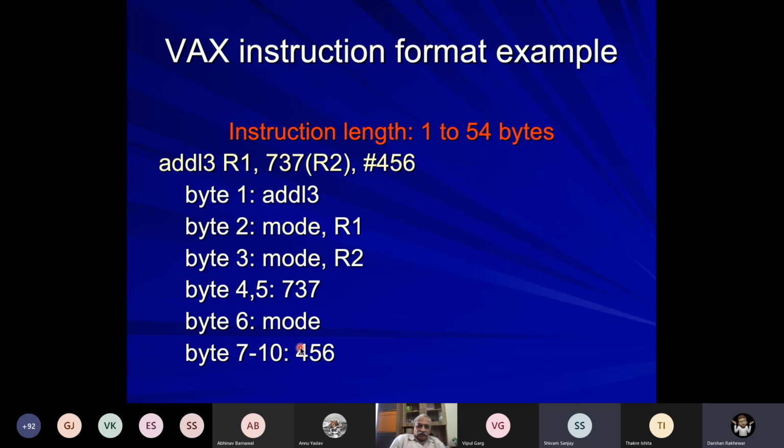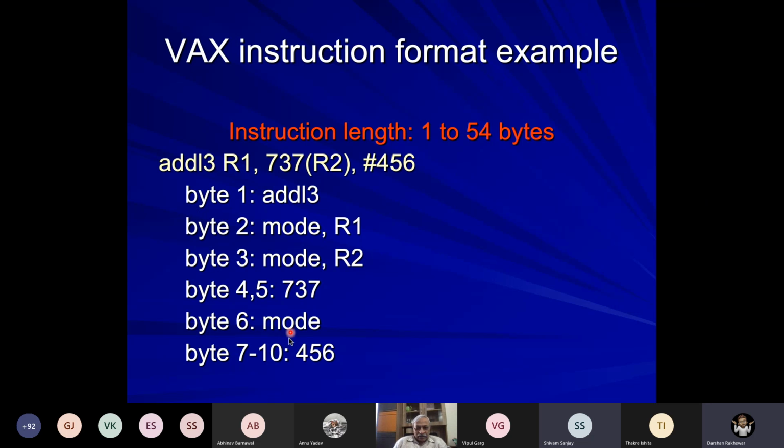So this is one instruction where you're specifying various things. One is this: you're performing add. It is add immediate, 3 operands, and there are 3 parameters specified here. R1, 737 as the base with R2 as the index, and an immediate 456. Okay. So 3 operands are added, and the result is put in R1.